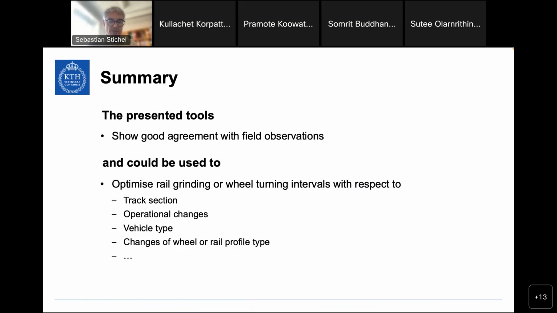And just one final comment. What we are also looking at in the next step is to extend our physical models. They are based on the physics right now, extend them with machine learning algorithms to further improve the prediction capability.